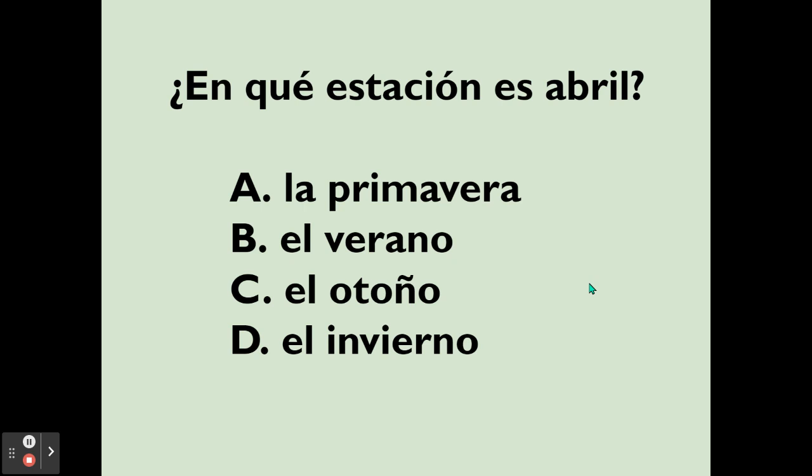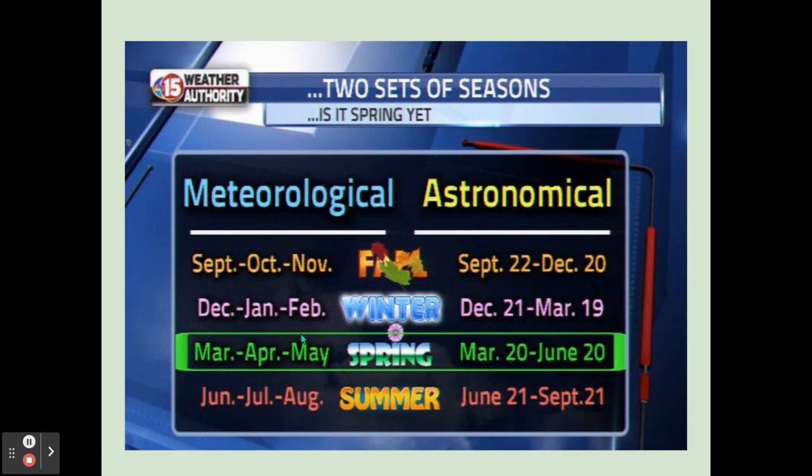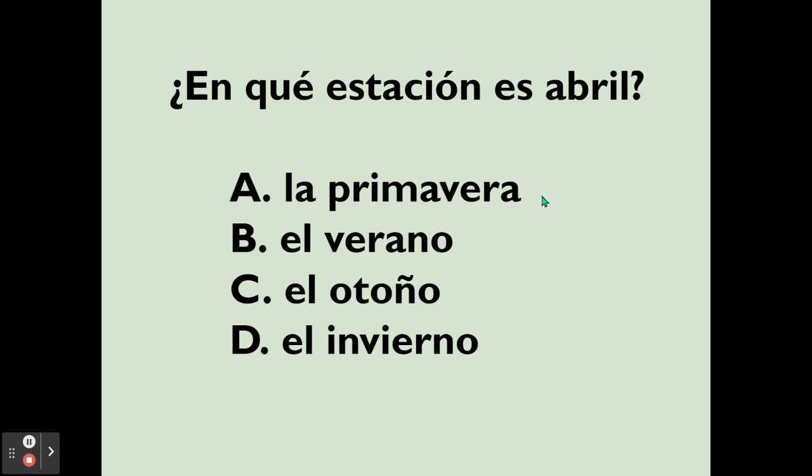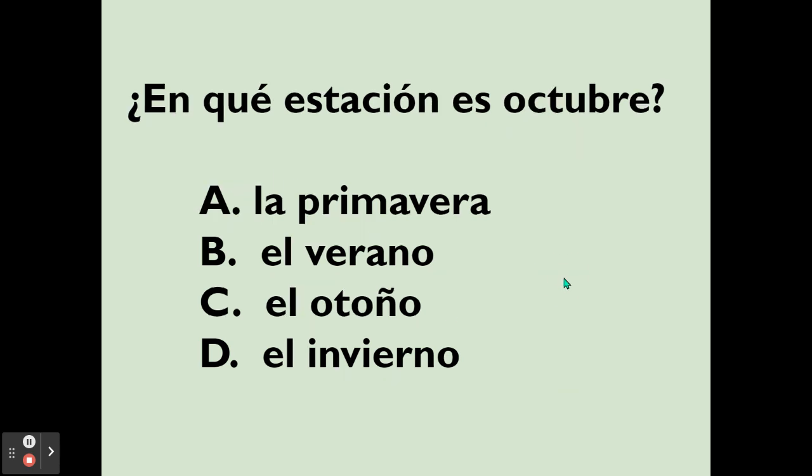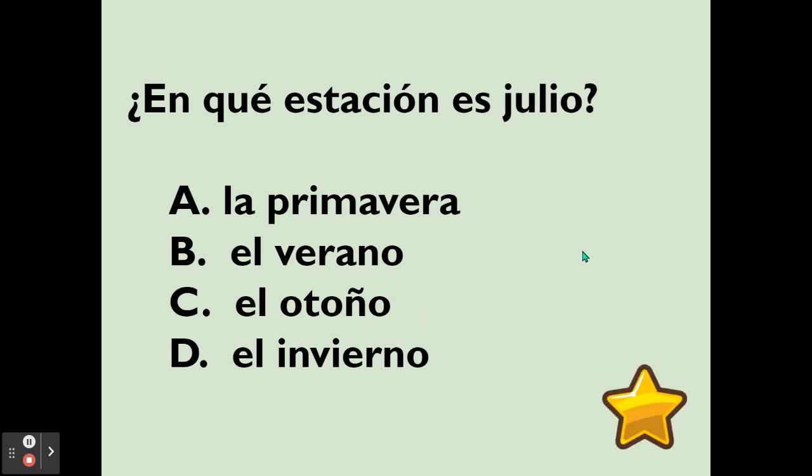Okay? So here's a sample question. ¿En qué estación es abril? La primavera, el verano, el otoño, el invierno. So which season is April in? So going back to this, April is right in the middle of spring. So la primavera. ¿En qué estación es octubre? La primavera, el verano, el otoño, el invierno. So it's in the middle of fall. Let's do this one for a grade. ¿En qué estación es julio? La primavera, el verano, el otoño, el invierno.